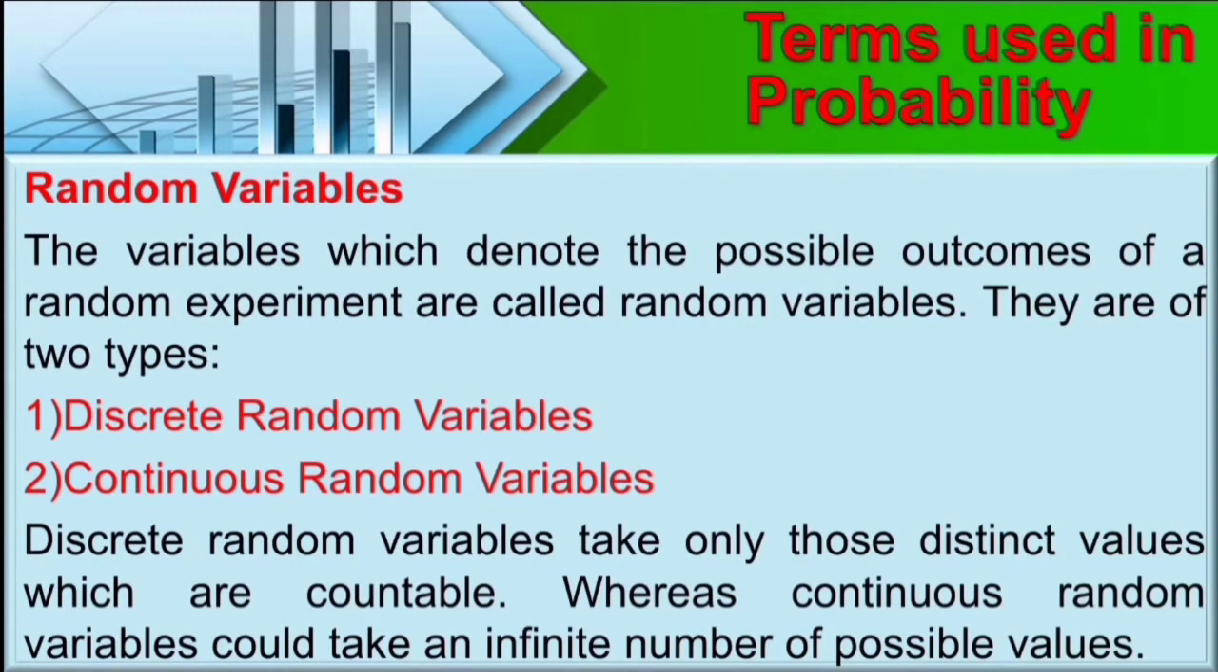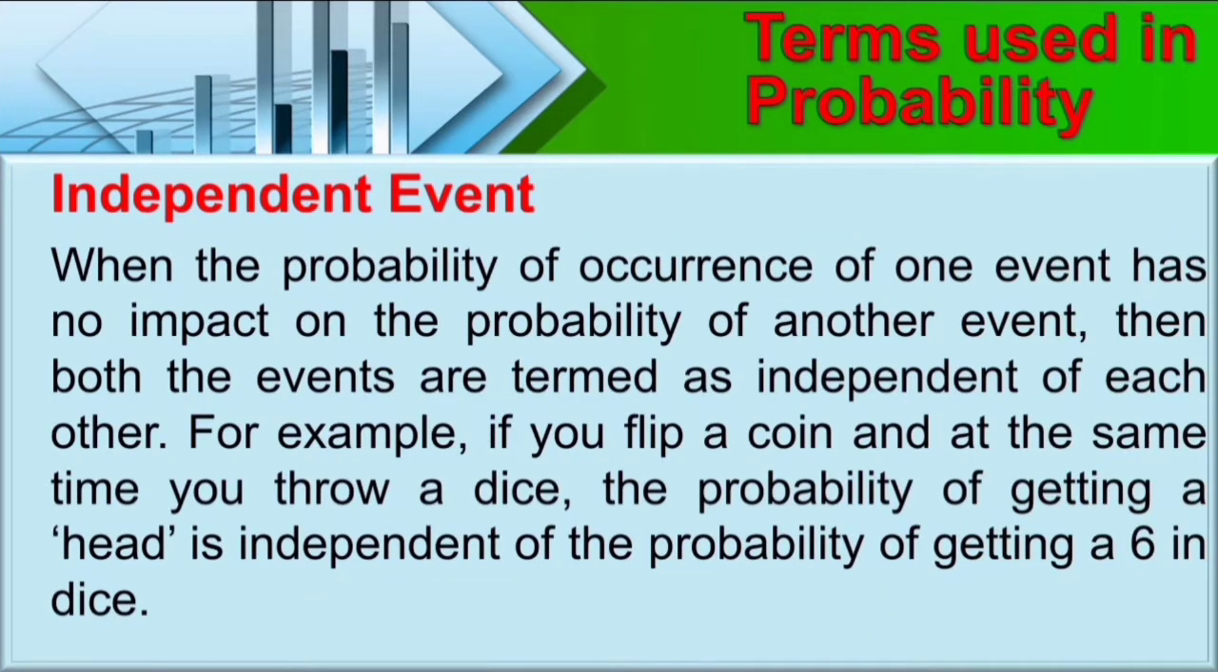Term used in probability. Random variables. The variables which denote the possible outcomes of a random experiment are called random variables. They are of two types. Number 1, discrete random variables, and number 2, continuous random variables. Discrete random variables take only those distinct values which are countable, whereas continuous random variables could take an infinite number of possible values.